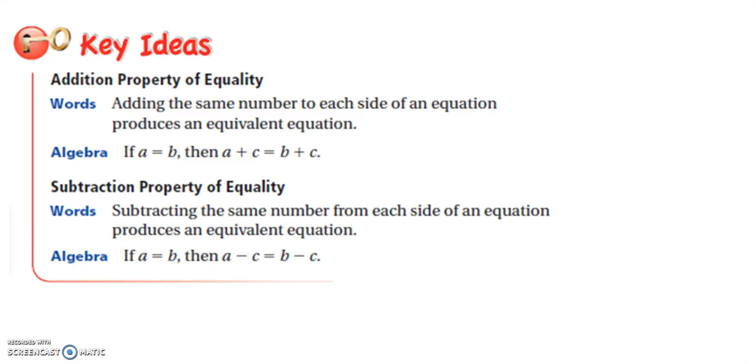Sweet. So, if A equals B and we added C to both sides, it's going to be equivalent still. Subtraction property of equality. Subtracting the same number from each side of the equation produces an equivalent equation. So if we subtracted C from both sides, we're going to still get the same thing. And I'm sure you're going to have to pause this, so go right for it and write this down. But I'm going to keep going.